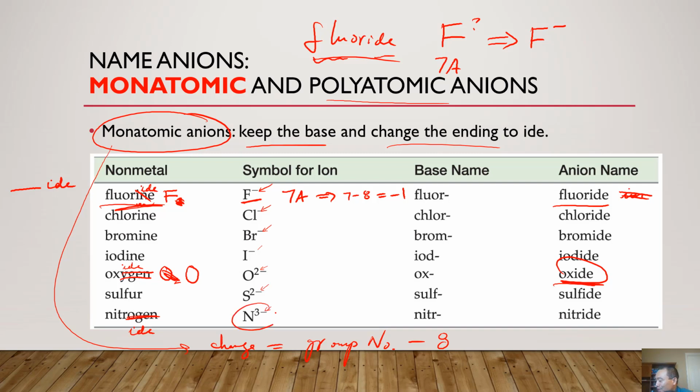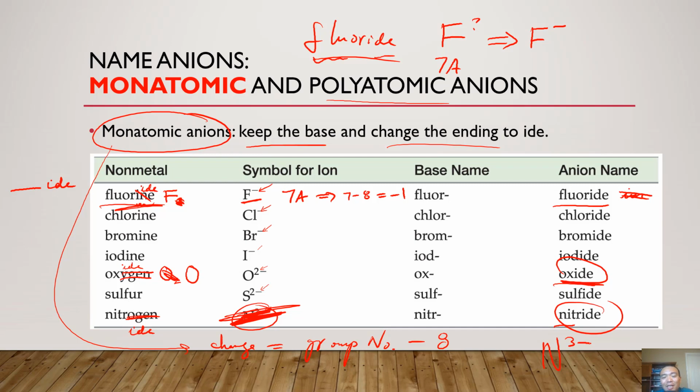For example, nitride. Oh, how do I know it's N3 minus? Oh, first thing, it's nitride. NITR comes from nitrogen. But what charge does it carry? Nitrogen comes from group 5A. So the charge must be 5 minus 8, which is -3. But when you write the charge, you write the number first. So it becomes N3 minus. That's how you know it's N3 minus. Okay? All right. So we just talked about the monatomic anion.